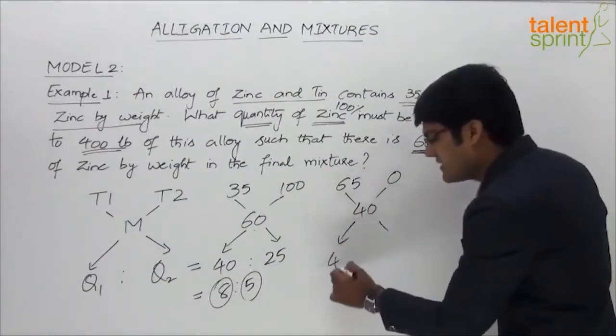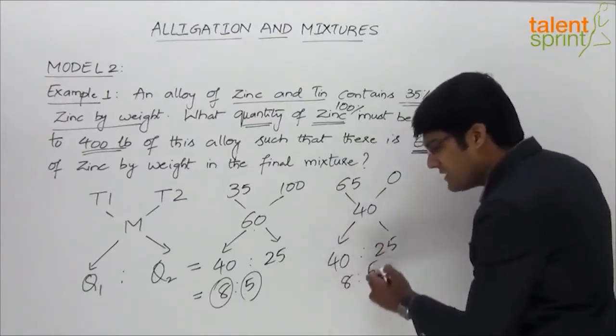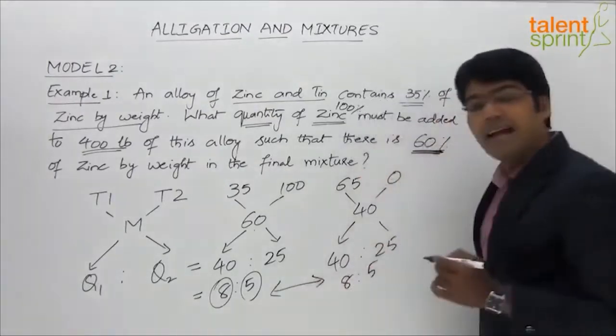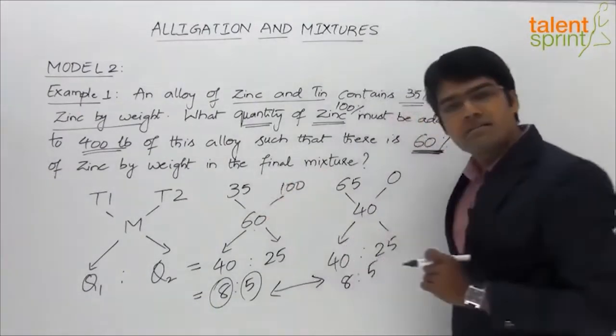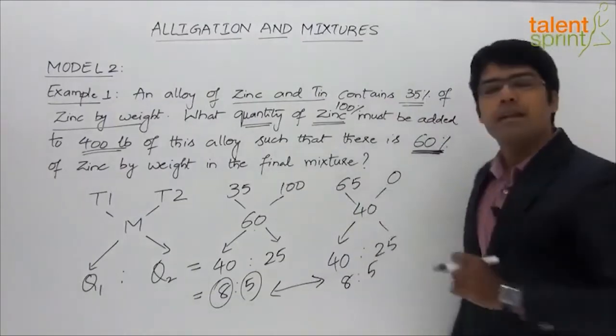So 40 minus 0 is 40 and 65 minus 40 is 25. So we get again 8:5. The point to be noted here is that either we can work with the concentration of zinc or we can work with the concentration of tin. The final answer obtained will be the same.